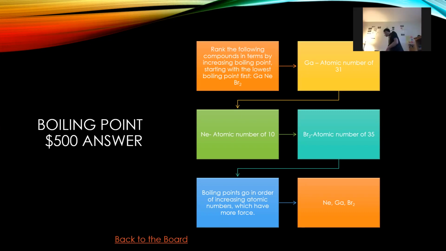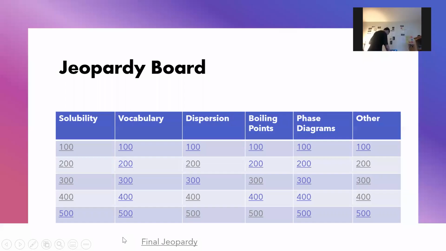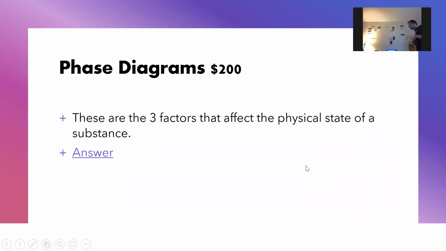Well done, Tetra. 500 for you. Tetra, you have control of the board. Which one would you like? Phase diagram for 2. Okay. These are the 3 factors that affect the physical state of a substance.